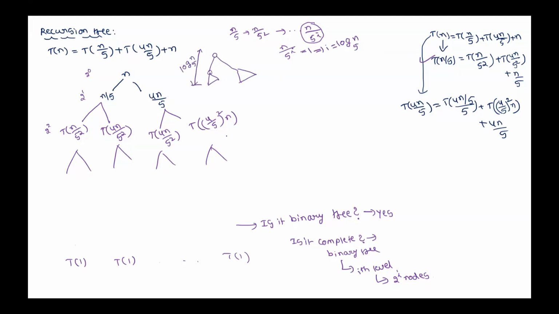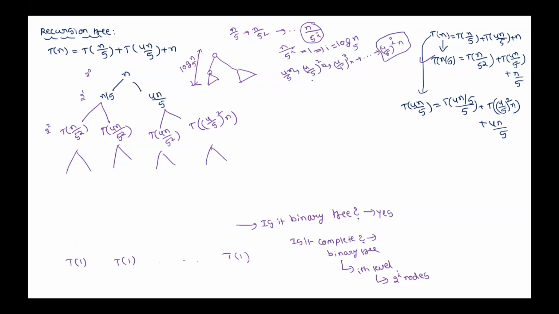What about the other side? Here it is t of 4 by 5 whole square into n, t of 4 by 5 whole cubed into n, t of 4 by 5 whole power 4 into n, and so on. So that is 4n by 5, 4 by 5 whole square into n. Next, 4 by 5 whole cubed into n, and so on. It goes like this. After i steps, it will be 4 by 5 whole power i into n. But this value should become 1.